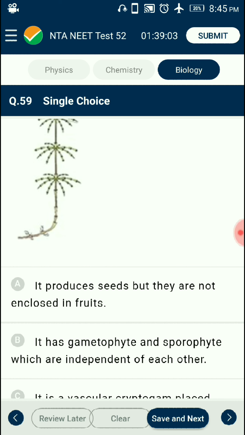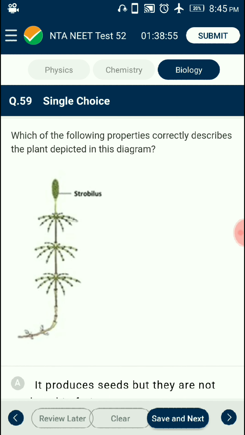So the answer for this question is option B. It has gametophyte and sporophyte which are independent of each other. So that correctly describes the plant depicted in the diagram.